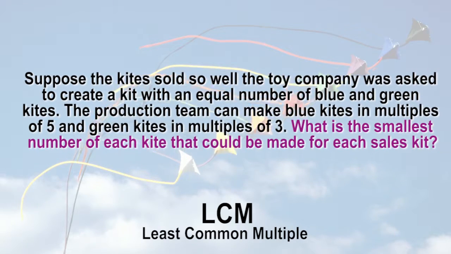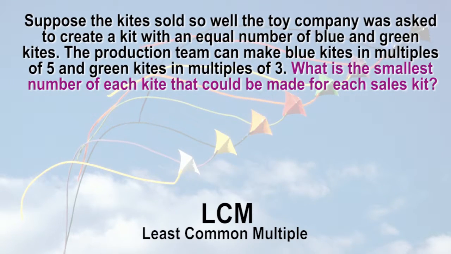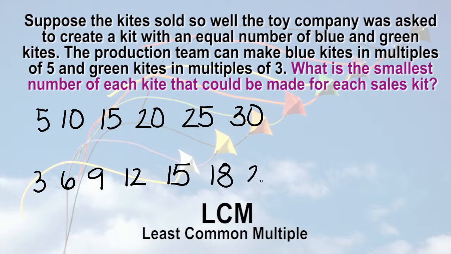One method for finding the least common multiple is to list the multiples for both numbers. The first multiples of 5 are 5, 10, 15, 20, 25, and 30. The first multiples of 3 are 3, 6, 9, 12, 15, 18, 21, 24, 27, and 30.